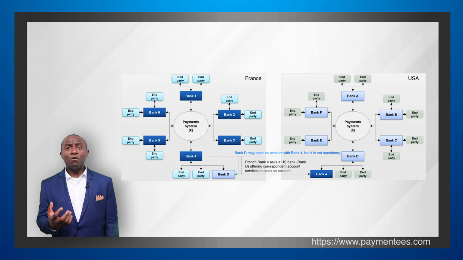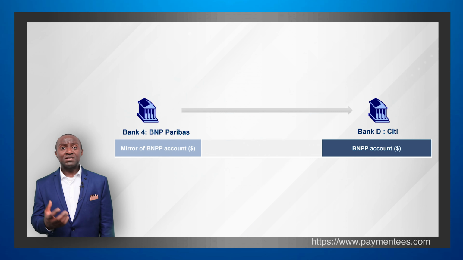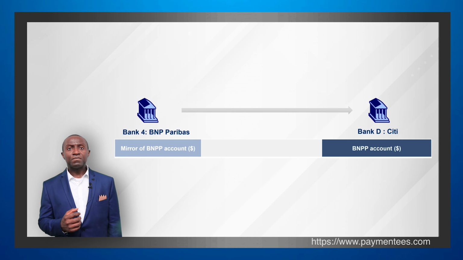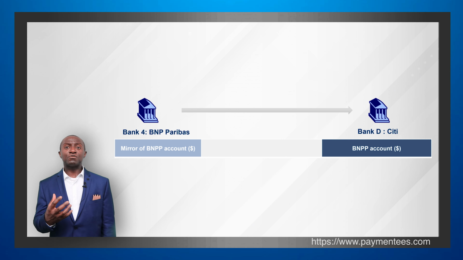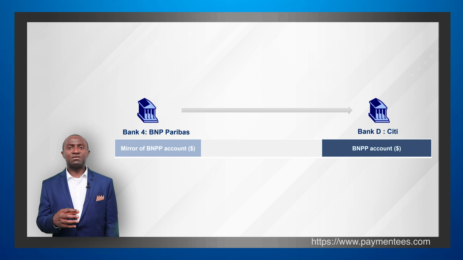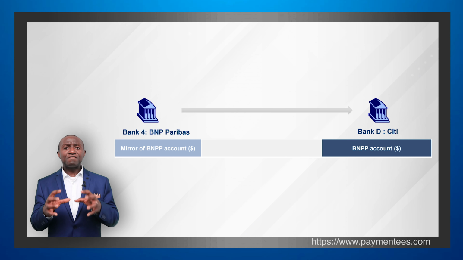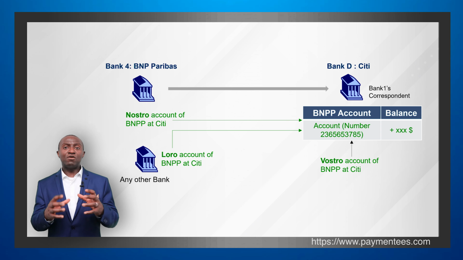If BNPP opens an account with Citibank, but Citibank does not open an account with BNPP, then both are in a unilateral account relationship. The relationship is unilateral because there is only one account opened. However, if each bank opens an account with the other, then they will enter into a bilateral account relationship. Before moving on, we need to clarify the differences between nostro, vostro, and loro accounts.